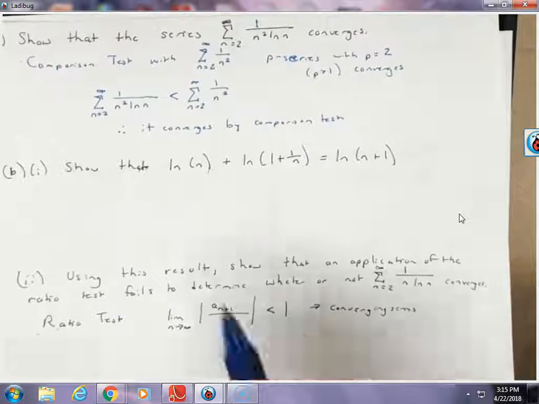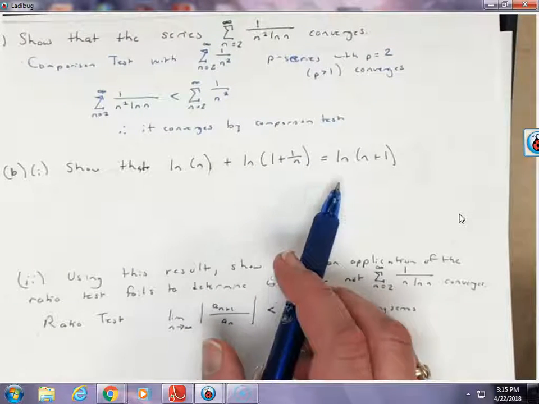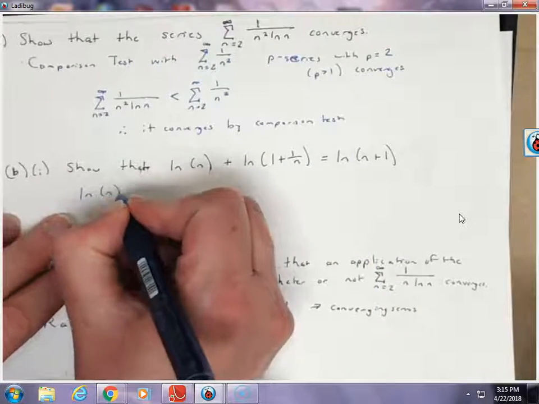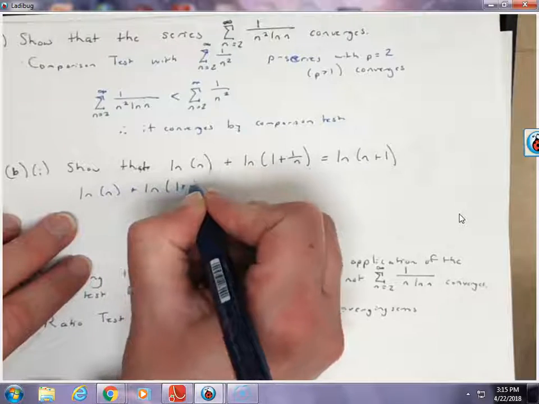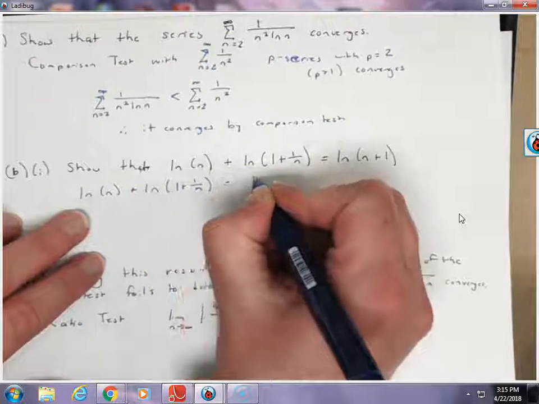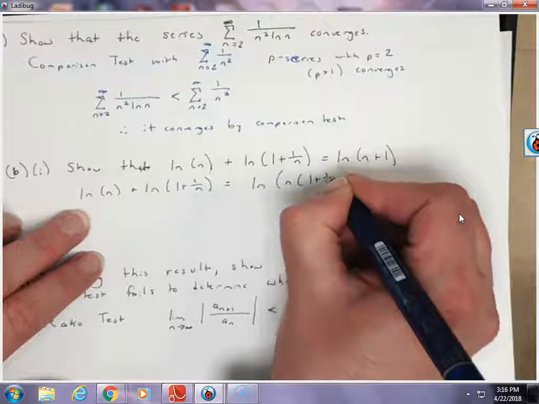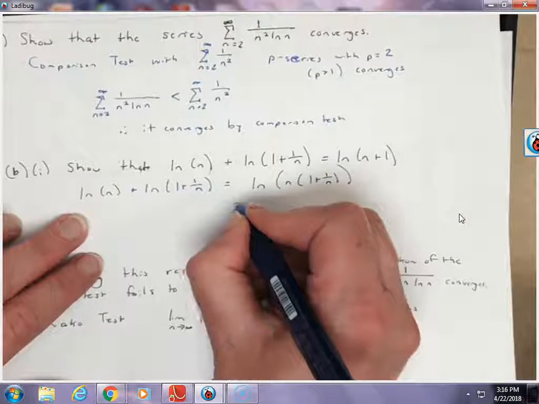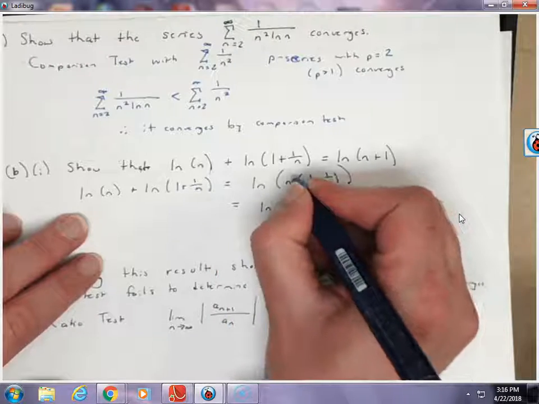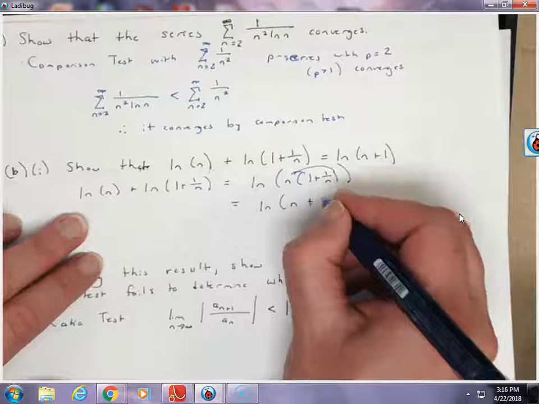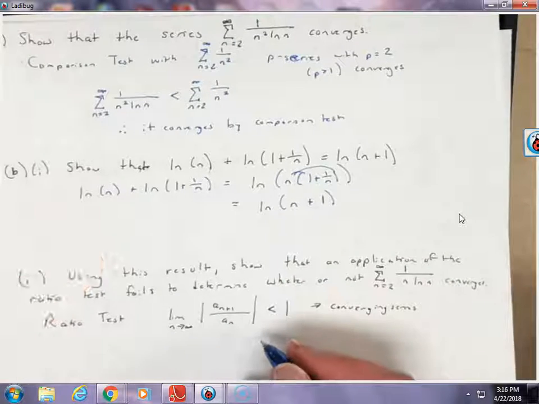Now it just says to show this. Well, that looks like algebra to me. If they start with this side, we know from our rules for logarithms, spread out addition condenses to be multiplication. So we can do that, and then we can just distribute our n. So that would be n plus, the n's would cancel, 1, which is what they wanted us to show.